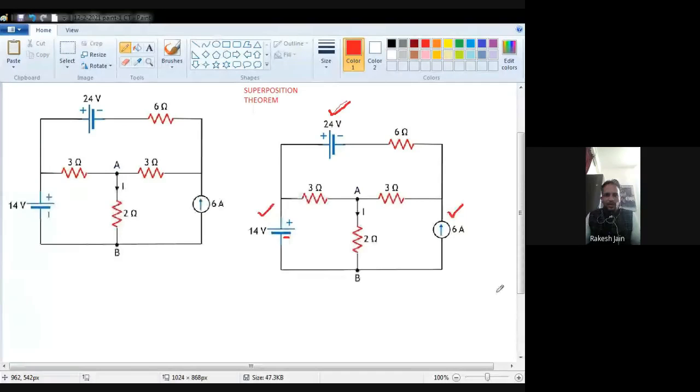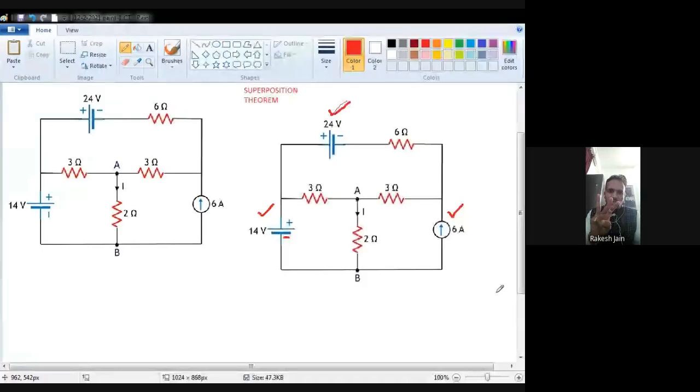How many sources are there? One is this 24 volt source. One source is of 14 volt, in which the upper side is positive and the bottom is negative, like this. And the third source is 6 ampere. So two voltage sources and one current source are there.